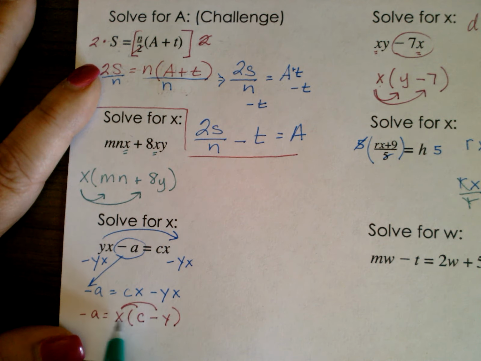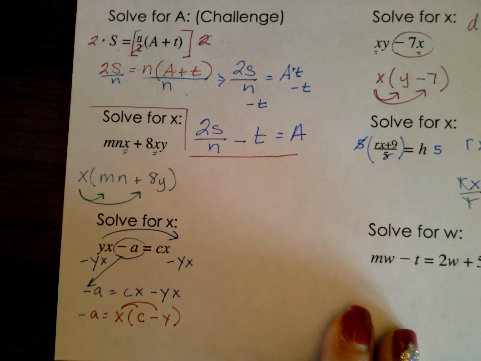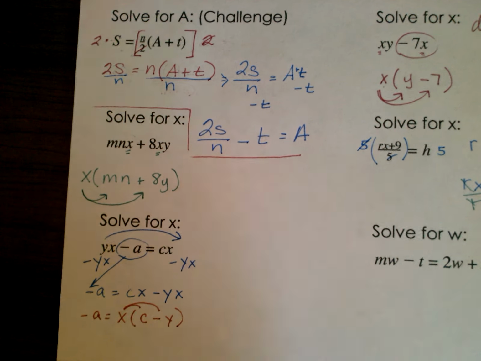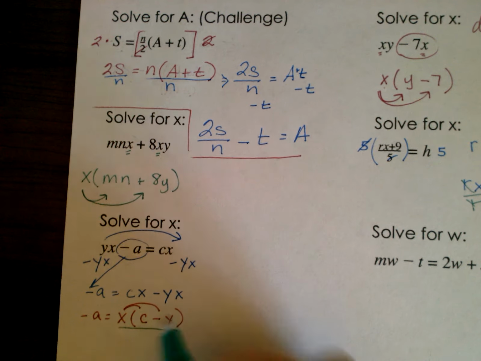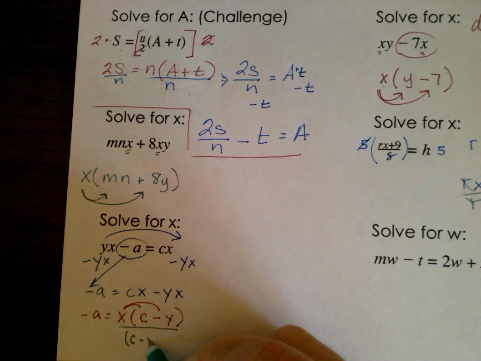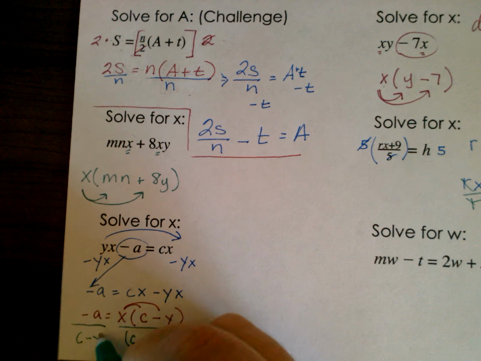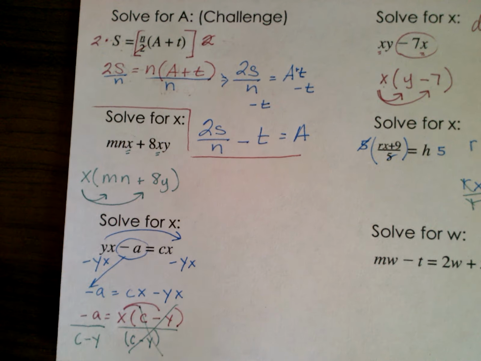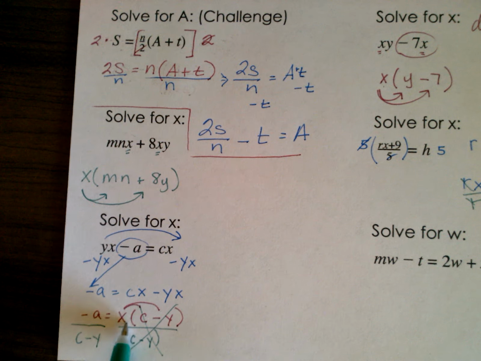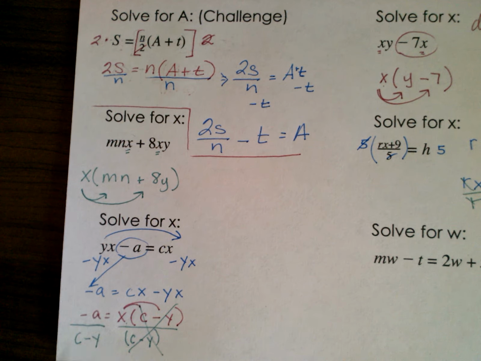Now I have a variable written next to parentheses, so that means multiplication. So I need to divide, and I may divide by the whole group. I'm sorry, I can't rewrite it. There's really not room. So x equals negative a divided by c minus y.